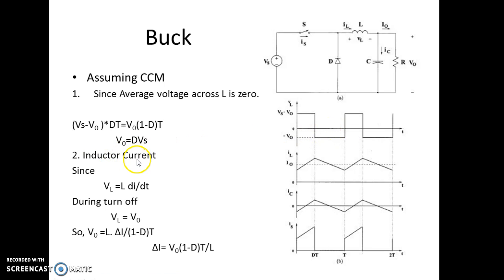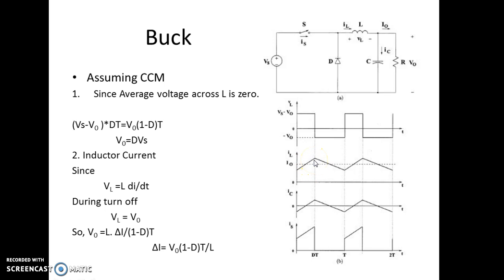And the inductor current, since we know that VL equals L di by dt, this basic equation, you can use this for turning on or turning off, that doesn't matter. When the switch is turned off, the voltage across the inductor will be V0. So VL equals V0. V0 equals L into delta I by dt. That is the turn off time, (1 minus d) into T. From here we can find delta I. This delta I is the peak to peak ripple of this output inductor waveform.